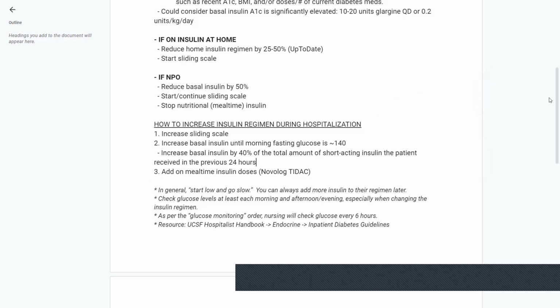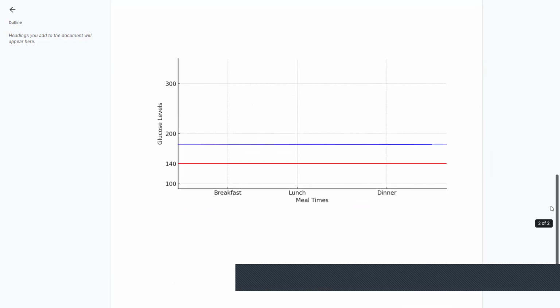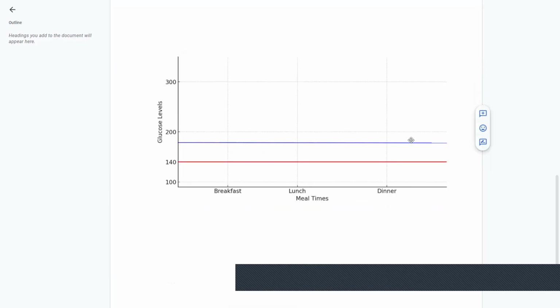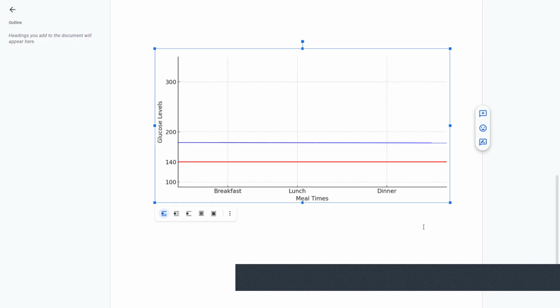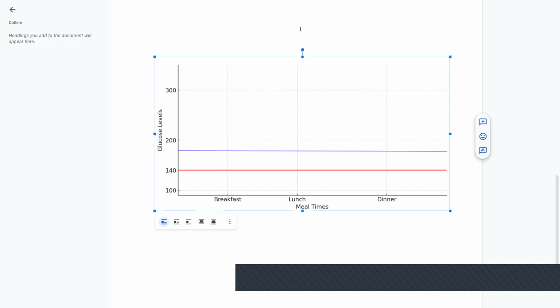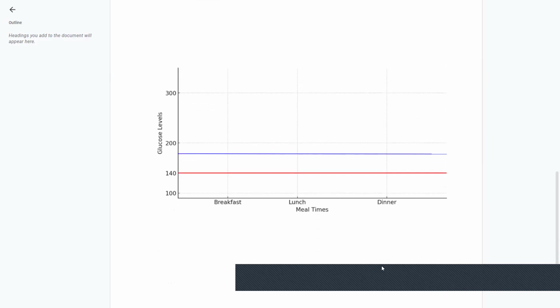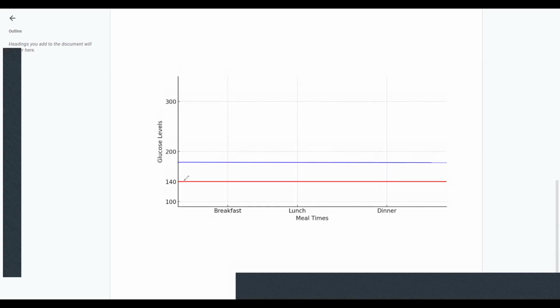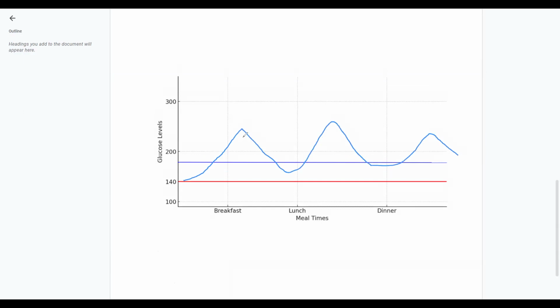Let me just do this down here actually. Let's say that someone's sugars look like this throughout the day. So you can see they're pretty high up here, but the fasting sugar is on the lower end.